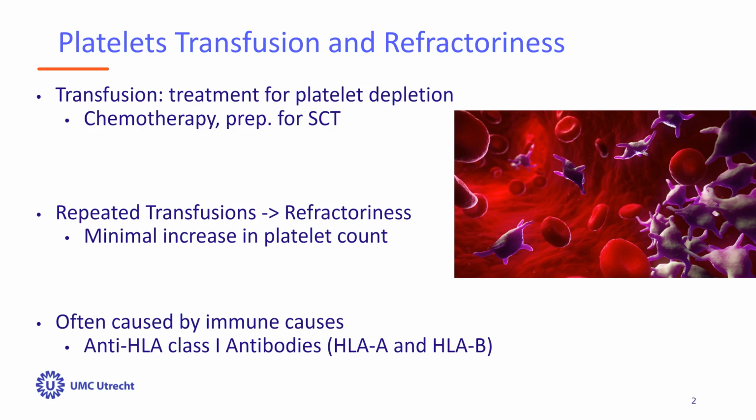Transfusions are a common treatment for platelet depletion, which is a scenario that you might encounter if a patient is undergoing chemotherapy or in preparation for a stem cell transplantation. But there is a complication. If you get repeated transfusions, it can lead to a state of refractoriness, which means that subsequent transfusions do not make an effective increase in the number of platelet counts. So it's kind of a platelet rejection situation.